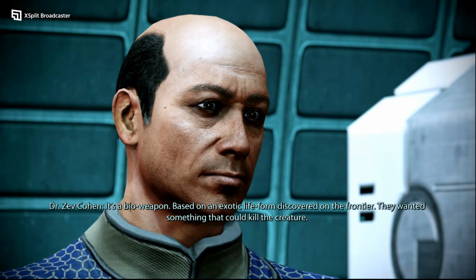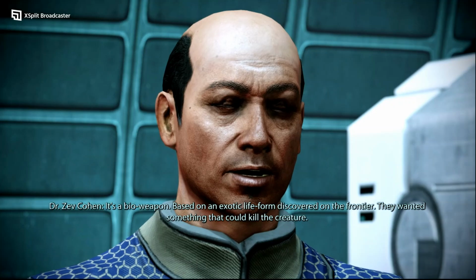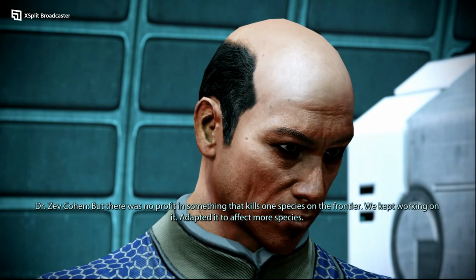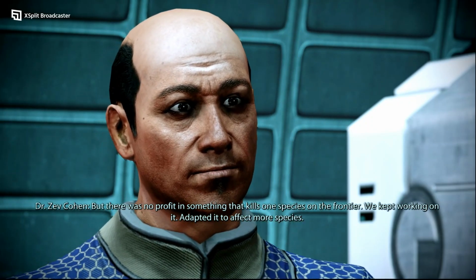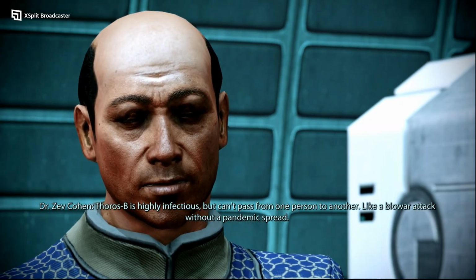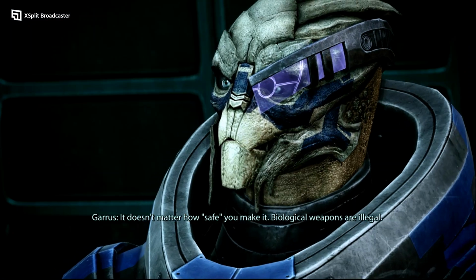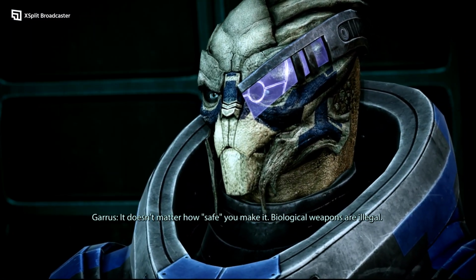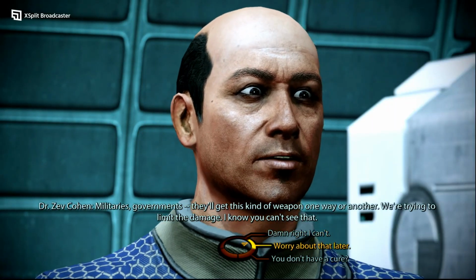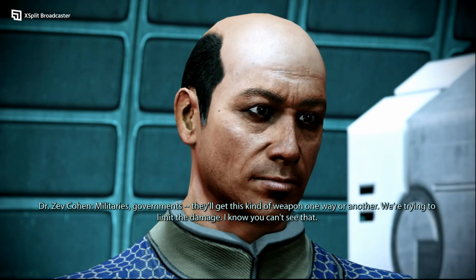It's a bioweapon, based on an exotic life form discovered on the frontier. They wanted something that could kill the creature. But there was no profit in something that kills one species on the frontier. We kept working on it and adapted it to affect more species. Thoros B is highly infectious, but can't pass from one person to another, like a biowar attack without a pandemic spread. It doesn't matter how safe you make it. Biological weapons are illegal. Militaries, governments, they'll get this kind of weapon one way or another, and we're trying to limit the damage. I know you can't see that.